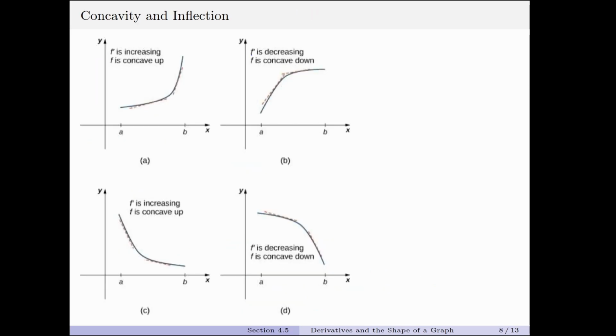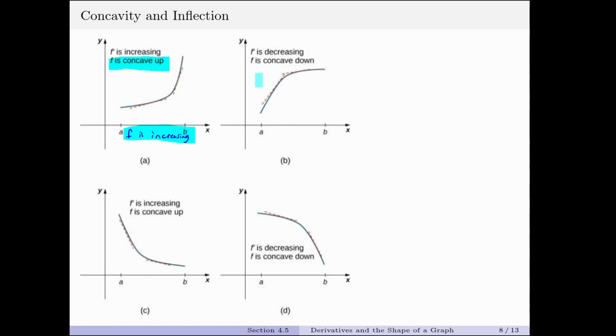Okay, let's talk about concavity and inflection. So to begin with, let's look at some pieces of graphs here. On this first graph, I can see that my function f is increasing, and also f prime is increasing. These slopes of the tangent lines are going up. That means that my function is concave up. So here I have an example of a graph that is concave up and increasing.